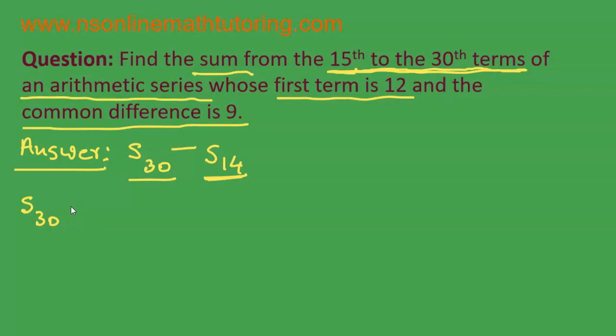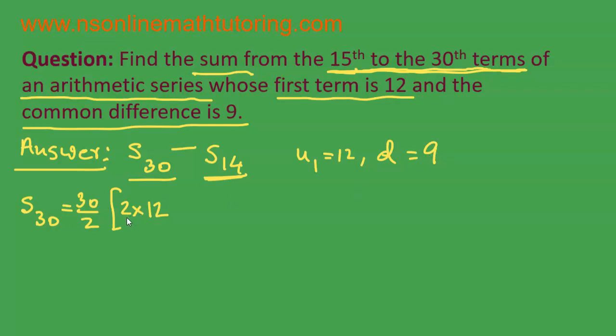S30 means there are 30 terms in the arithmetic series, hence n value is equal to 30. 30 over 2, n over 2 is 30 over 2. And they have given the first term and the common difference, so we will be going for the formula n over 2 times 2u1 plus n minus 1 times d. Okay? So, 2 times u1, the first term, that is 12. u1 is equal to 12 and the common difference is equal to 9.